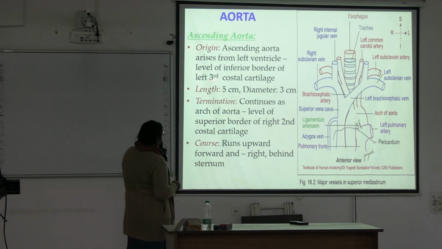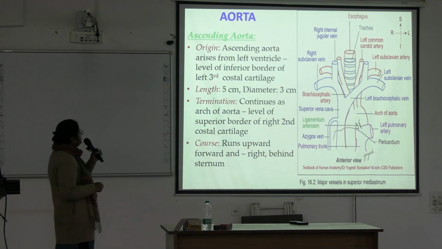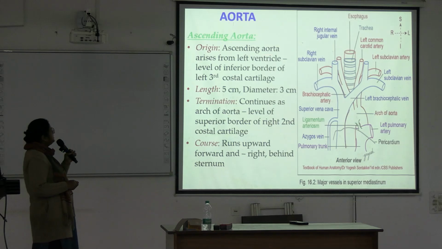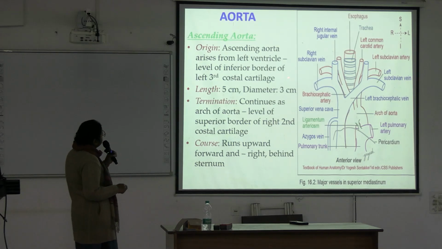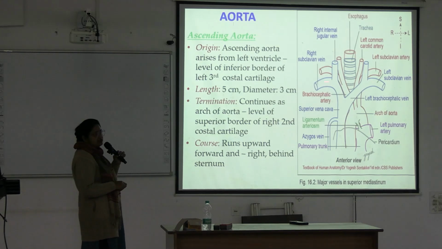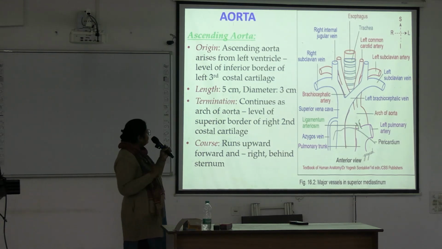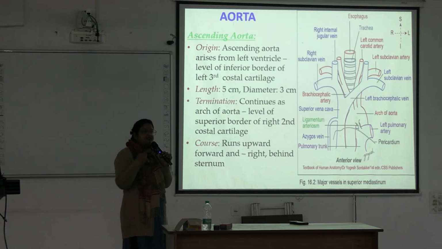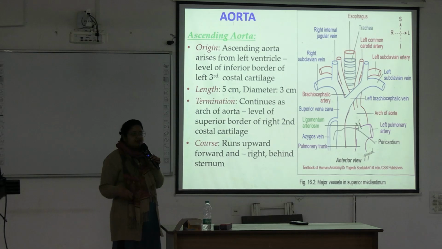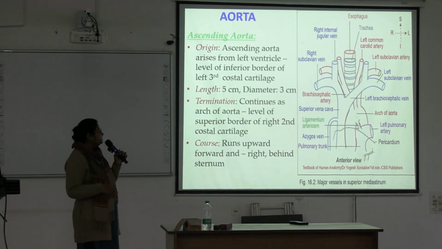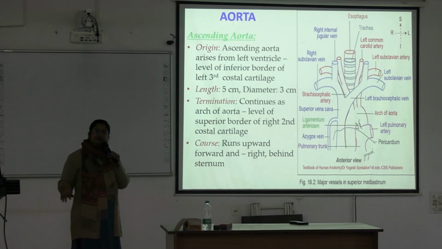Okay. So, ascending aorta. The ascending aorta arises from the left ventricle at the level of the inferior border of the left third costal cartilage. Okay. Length is about 5 cm, diameter is about 3 cm. So you can imagine it is a large vessel. You have seen the ascending aorta during mediastinum. All the parts you have seen up to the descending thoracic aorta. Abdominal aorta you will see during abdomen dissection.